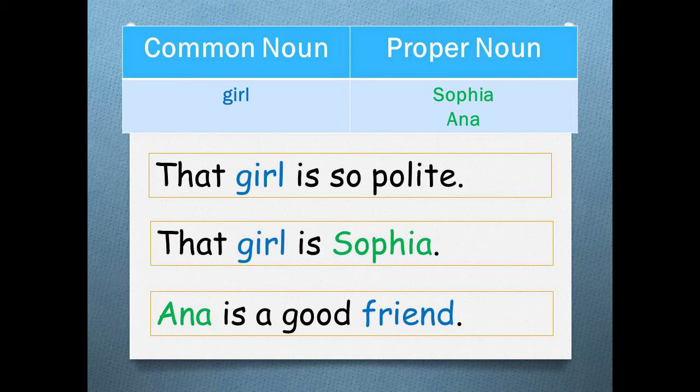Anna is a good friend. The name Anna is a proper noun. It's another name of a girl, right? Now there's another noun in this sentence, and it's the word friend. But the word friend is a common noun. There are many people that you can call friend, right?